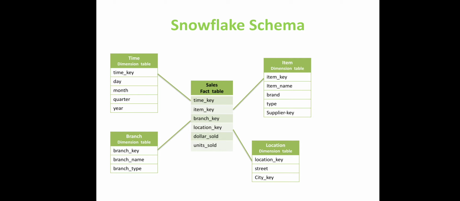Now, what one change I have done here is in the location table. Previously I had first a location key, then street, city, state, country. Now, I have made this a city key. The city key will show the different cities, states and countries. So, in this way we can do normalization. We are moving from a lower level to a higher level of the concept hierarchy.